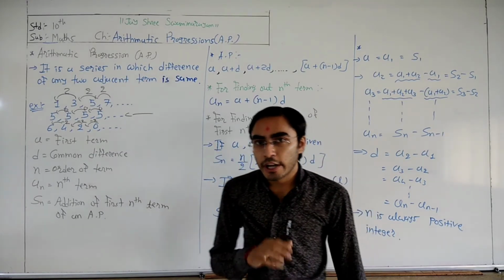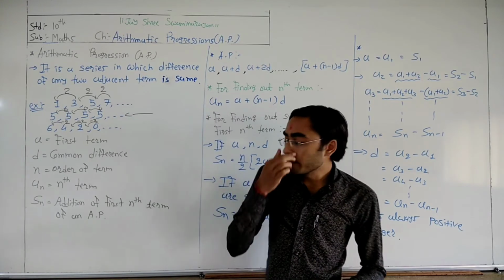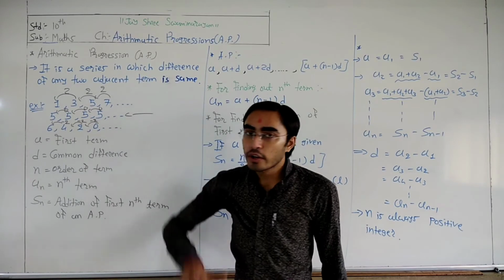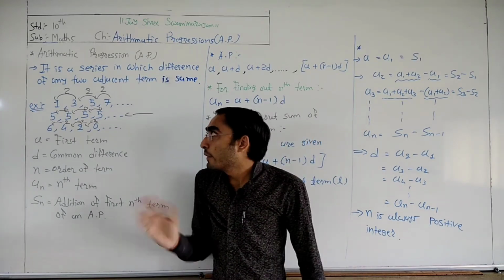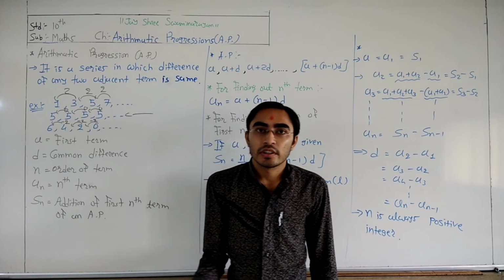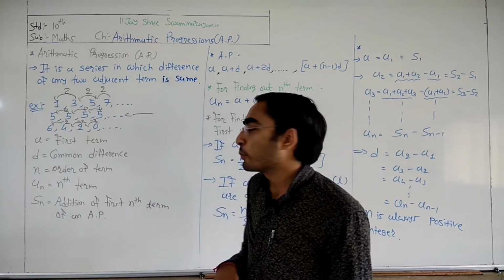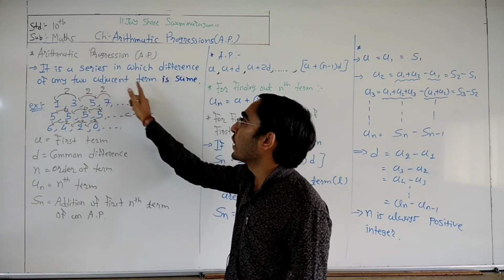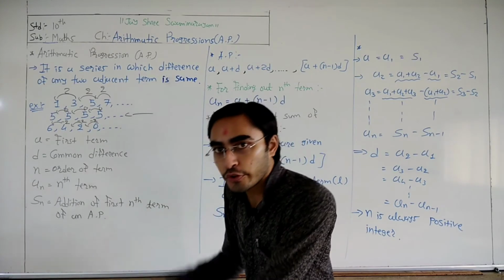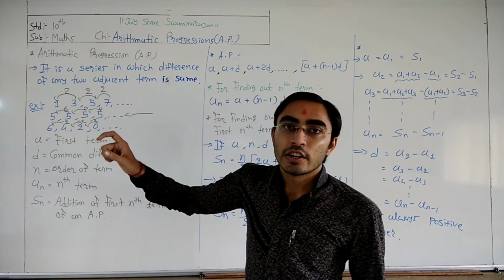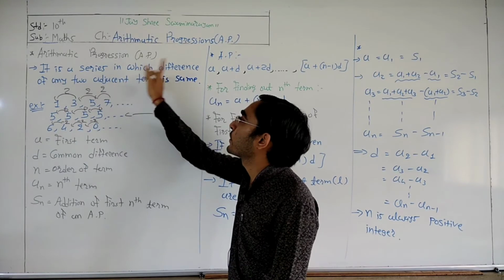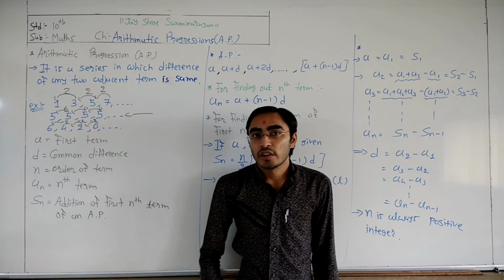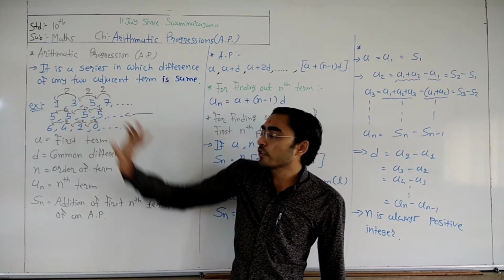In the old GSCB textbook, it is written that this is not an AP, because the definition of arithmetic progression there is different. In the old GSCB textbook, the definition of arithmetic progression is a series in which the difference of any two adjacent terms is the same, but it cannot be 0. That's why in the GSCB textbook it is written that this is not an AP.